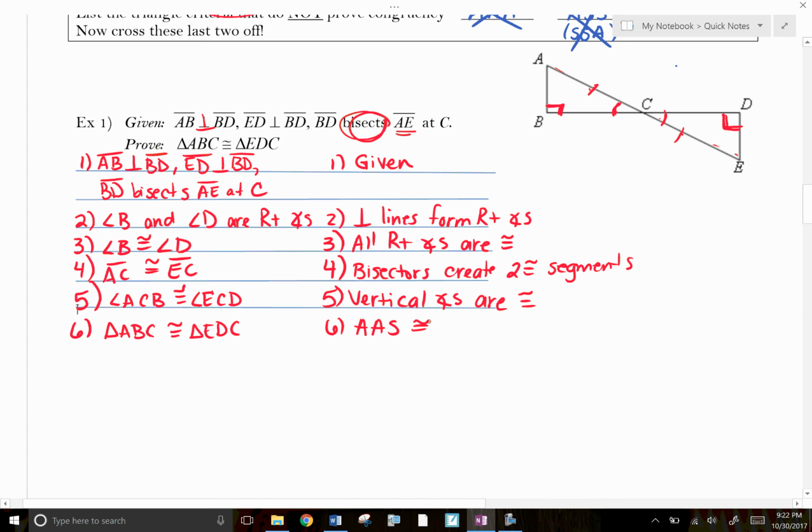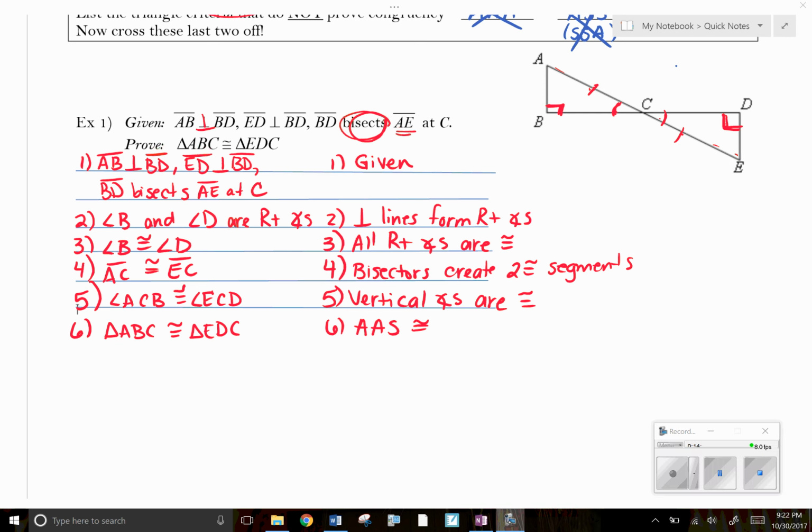I'm waiting a second to let you get it all copied down. Okay, I used my givens. Perpendiculars created 2 statements, 2 reasons. That bisector created a statement, and the picture created a statement because the picture visually gave me vertical angles. I marked my diagram. You should always be doing that. And now I have some congruency.